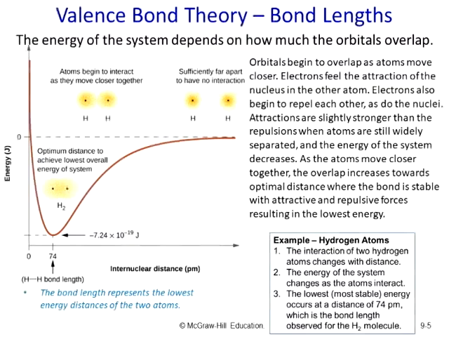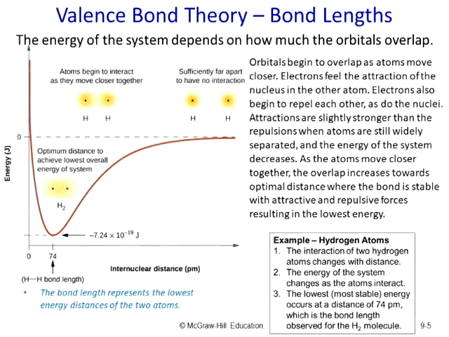That distance is where the two atoms coming together achieve the lowest overall energy for the system. So the bond length represents the lowest energy distance of the two atoms. So let's repeat this. Ready?